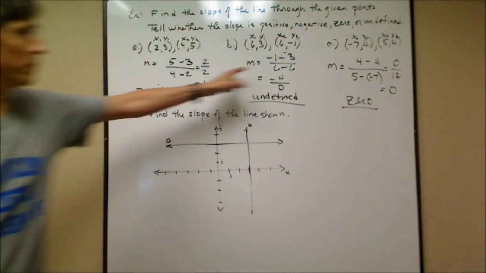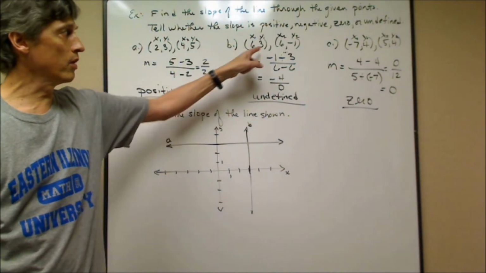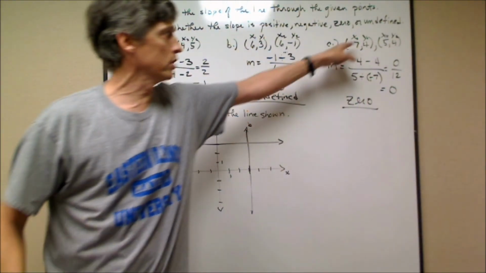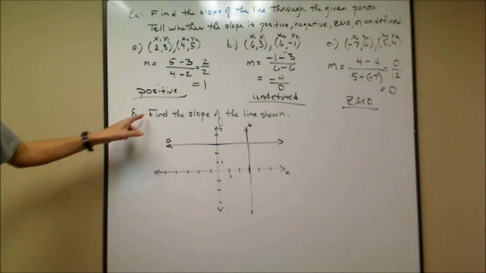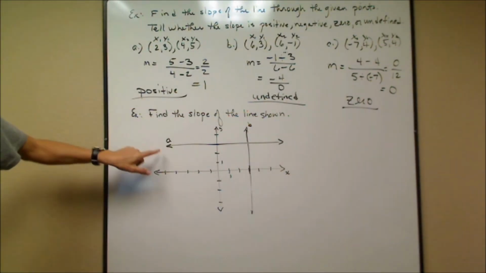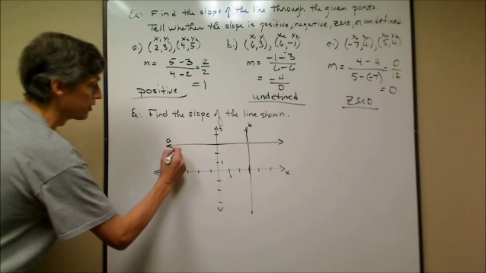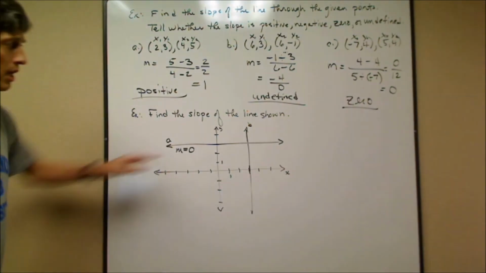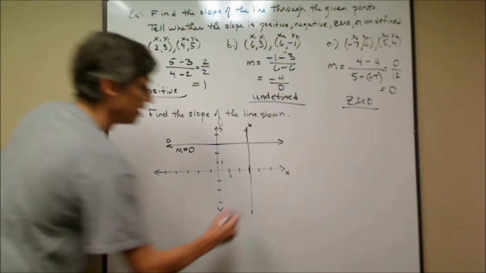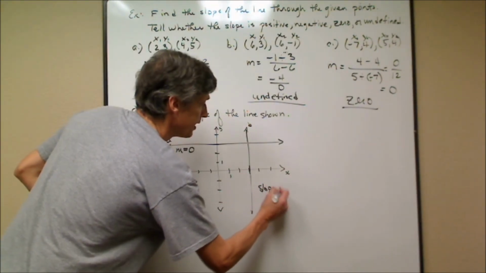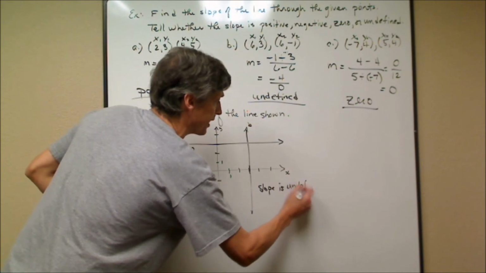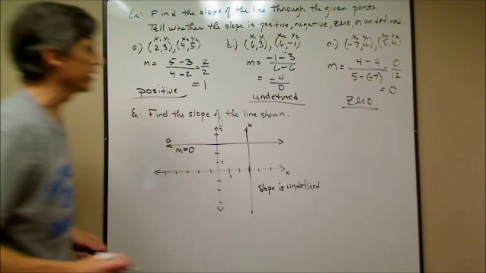Now, these are two special cases. Remember, these are vertical lines that go through these 2 points. This is a horizontal line that goes through these 2 points. So if I say find the slope of the line shown, for A, it's horizontal. The slope is 0. For B, it's vertical. The slope is undefined. Or again, we can call that no slope.